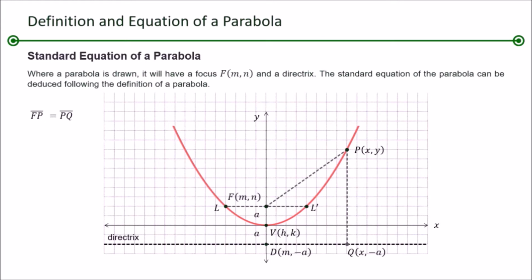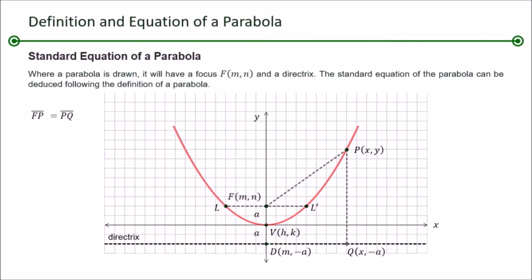Now before we derive the standard equation of the parabola, we take note of all the points introduced in our figure and their coordinates. First, the coordinates of our focus F is (m, n). The coordinates of the vertex V is (h, k). The coordinates of point D, which is the intersection of the directrix and the axis of symmetry, would be (m, -a). The coordinates of our point P is (x, y), and the coordinates of Q is (x, -a).